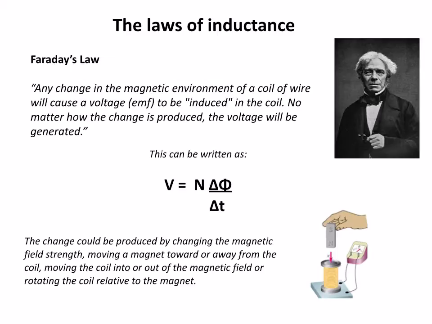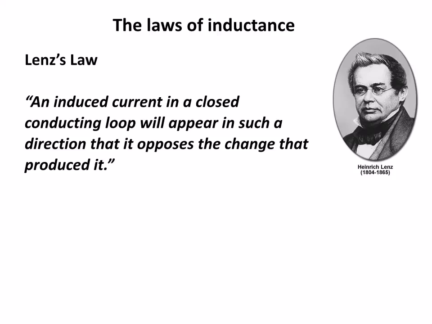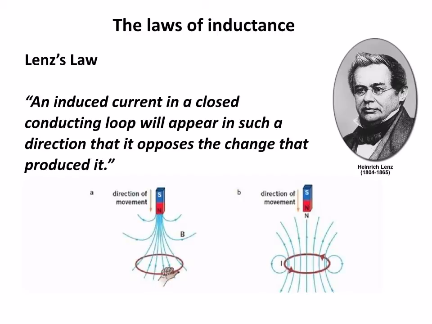The second law is Lenz's law, and he says that an induced current in a closed or conducting loop will appear in such a direction that it opposes that change that produced it. So if we look at this diagram, if we move that magnet towards that ring, the magnetic field is going to induce a current in that ring, and that current is going to produce a magnetic field, and you can see that in the second diagram on the right. It's going to produce a magnetic field that's going to try and repel that magnet. So the thing that's produced is in opposition to the thing that's producing it.